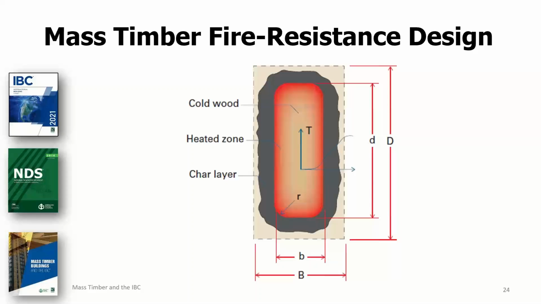Now, this additional reduction in the assumed remaining section accounts for strength reductions in the relatively thin heated zone at the interface of the char layer and the underlying wood. This heated zone is shown here in this depiction as a deep red ring around the cool core of the wood member. So the additional reduction also accounts for rounding at the corners, although the effect of this rounding is relatively minor compared to that of the heated zone.